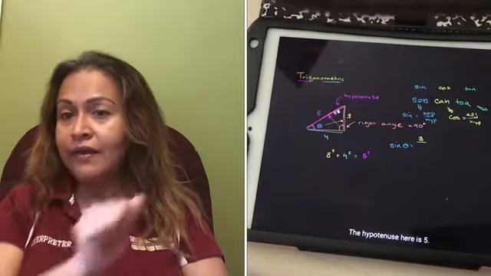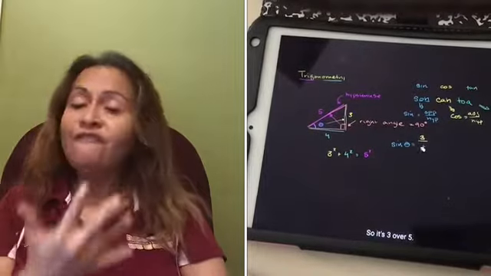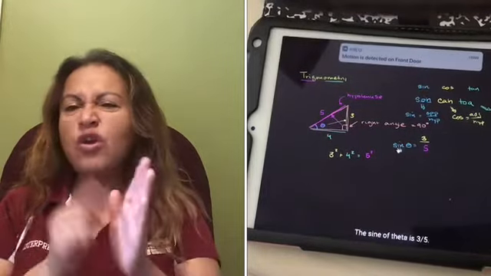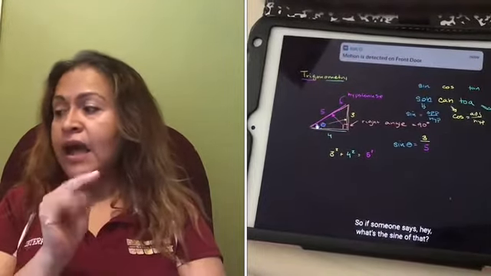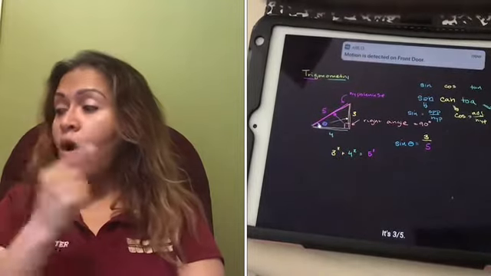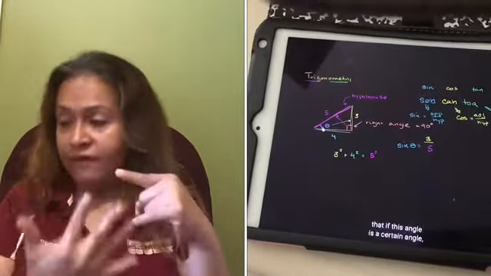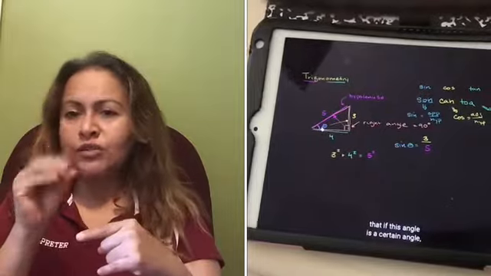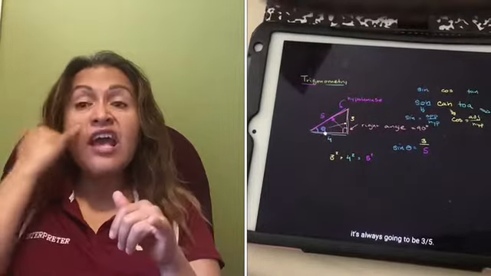So if someone asks, what's the sine of that angle? It's 3/5. And I'm going to show you in a second that for this angle, the sine of theta is always going to be 3/5. The ratio of the opposite to the hypotenuse is always going to be the same, even if the actual triangle were a larger triangle or a smaller one.